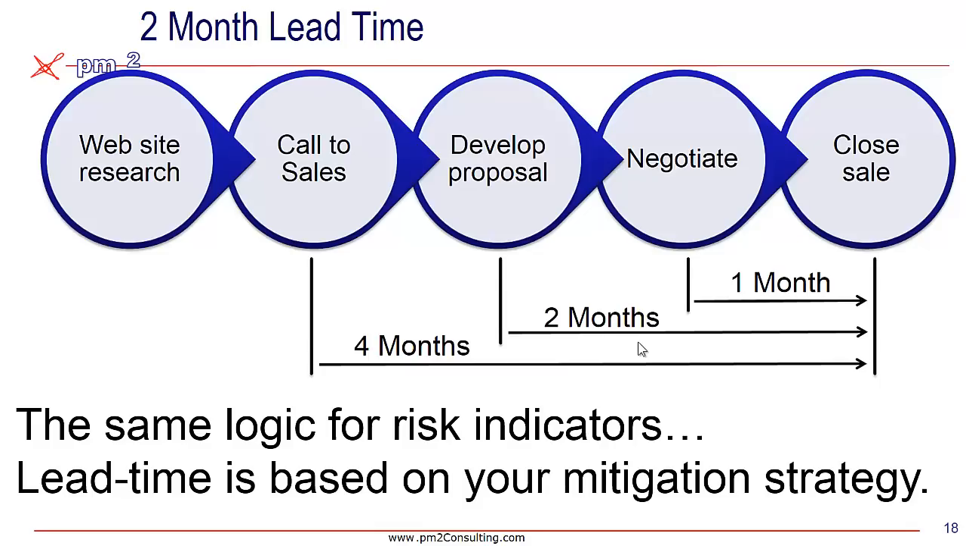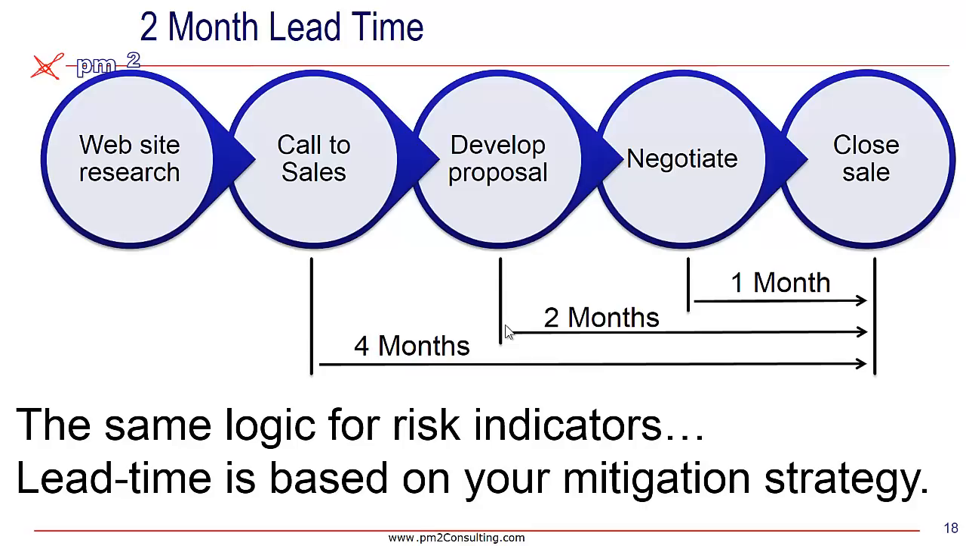Now, the same thing happens though if we're talking about risk. So for example, if I have a risk mitigation strategy that takes 2 months, I need to find a lead indicator that gives me 2 months lead time that risk might be occurring in the future. So the logic works whether it's processes like here or risks.